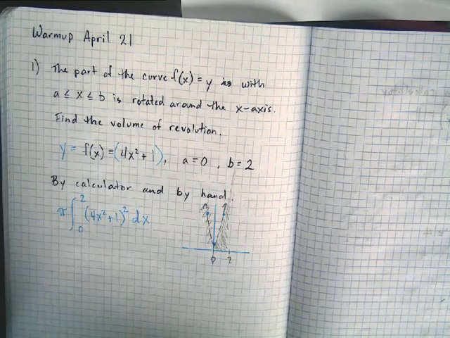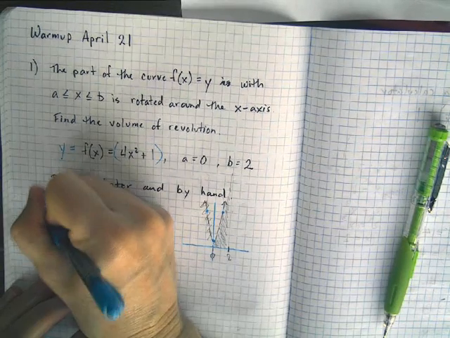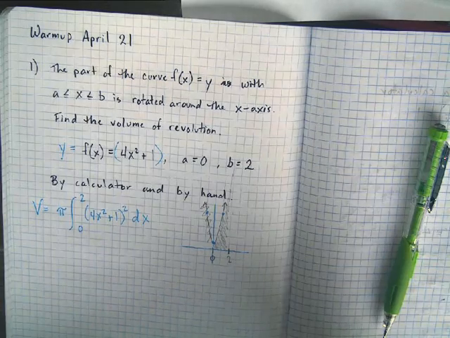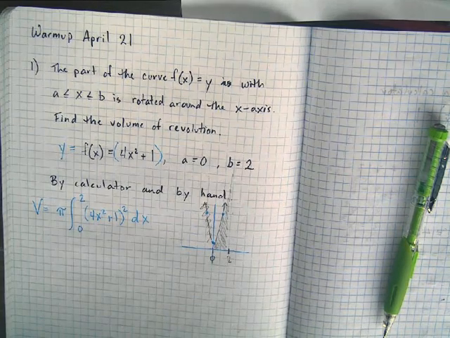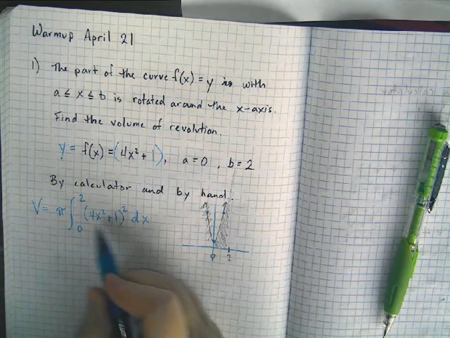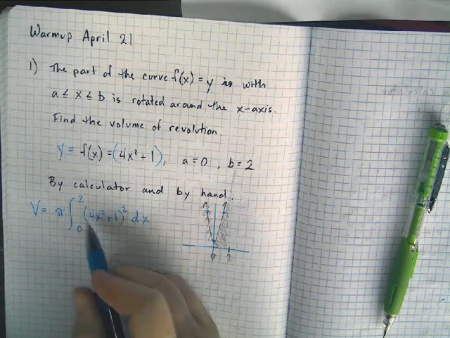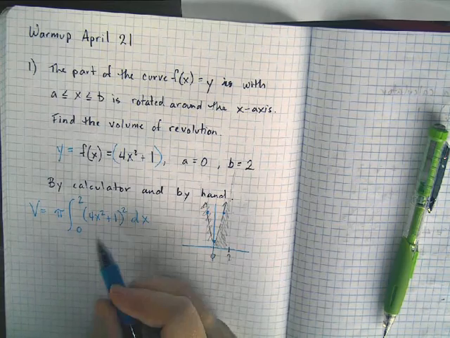All right, so this is volume. Sorry, I forgot to write volume. All right, so if I'm going to do this, I could try to use the chain rule, but if this is my u, what's my du? My du would be 8x, and there's no 8x around here. So this one is hard to do with the chain rule.